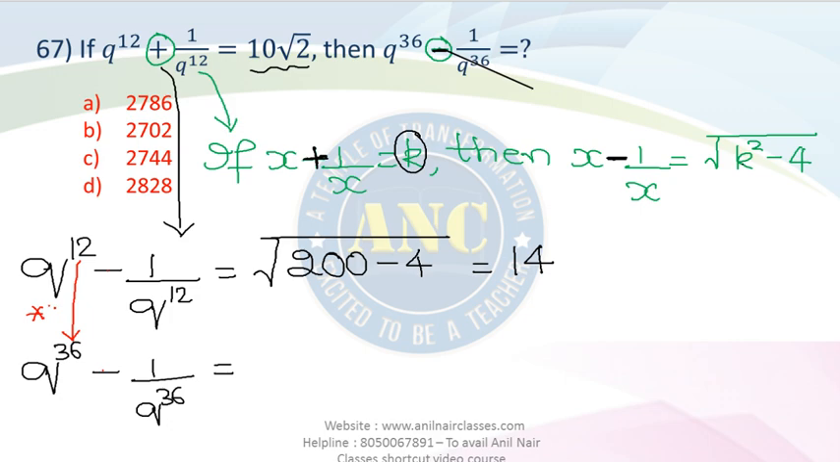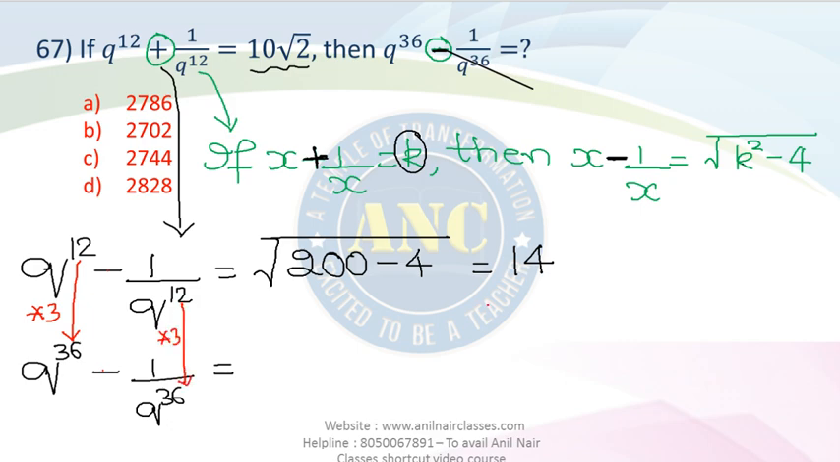It is 3 times, right? It is 3 times. I hope you are understanding. Similarly, in the denominator also, 1 by q power 12, that power 12 is becoming 36. That means this is once again 3 times. Let me write it here, sir. So this is 3 times and this also is 3 times.